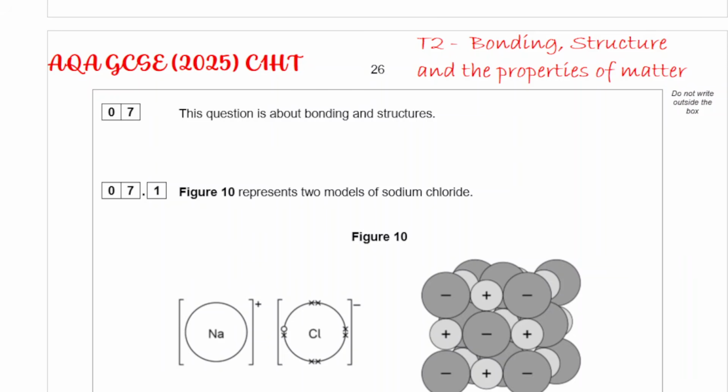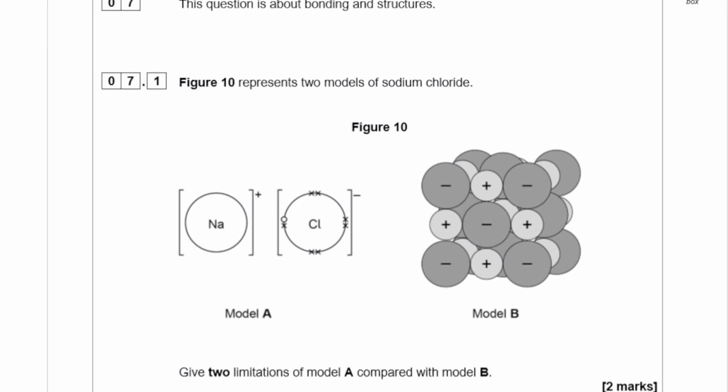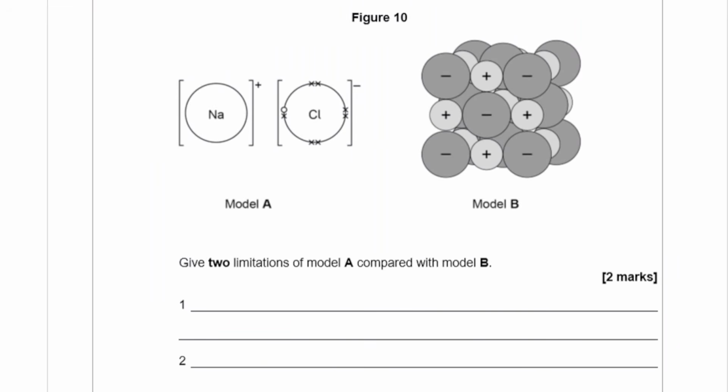In this video, I'm going to go through the AQA Combined Science Chemistry Paper 1 higher tier from 2025. Question number 7 is on the topic of bonding, structure and the properties of matter. This question is about bonding and structures. Figure 10 represents two models of sodium chloride.